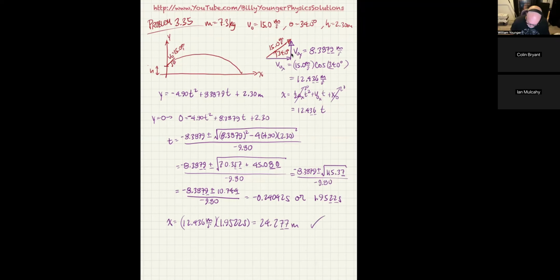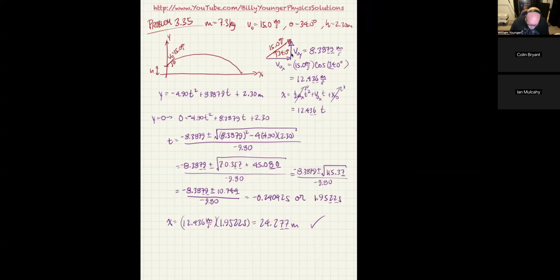Yes, though I have two probably kind of dumb questions. One, if that's the time from when it reaches its height, wouldn't you need to add in the previous one as well to get from the starting point? Oh, no. Okay.